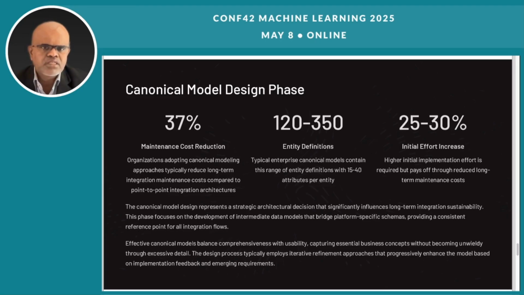In a typical large-scale enterprise multi-cloud ERP system implementation, there will be around 120-350 different canonical definitions that need to be done for various data elements which should be shared across the multiple cloud ERP systems. However, considering these large-scale implementations and the effort needed to implement this canonical model design, there is almost a 25 to 30% increase in initial effort in this implementation phase.